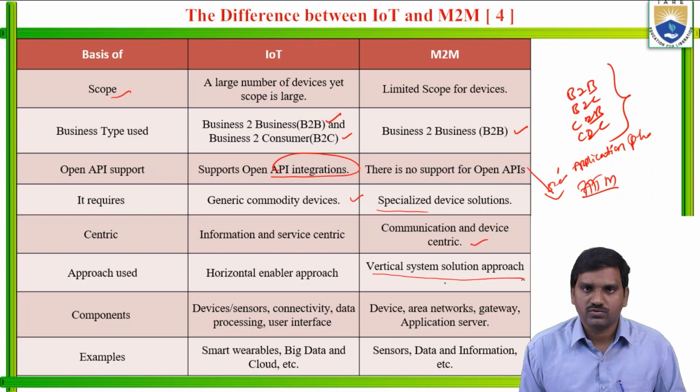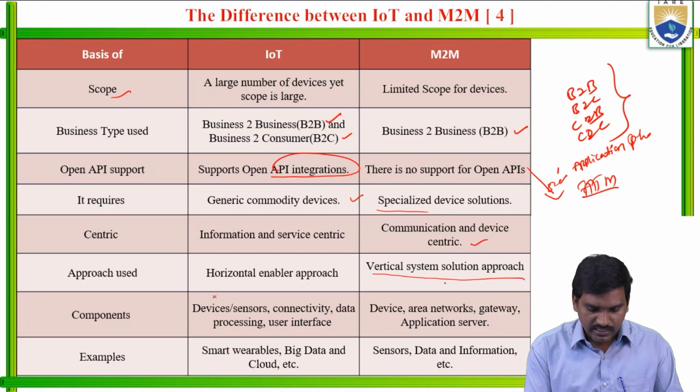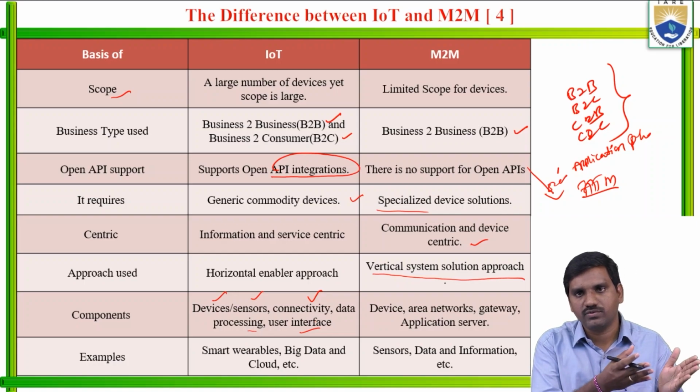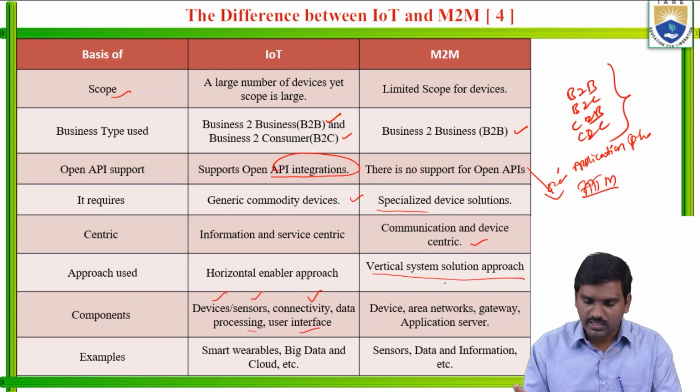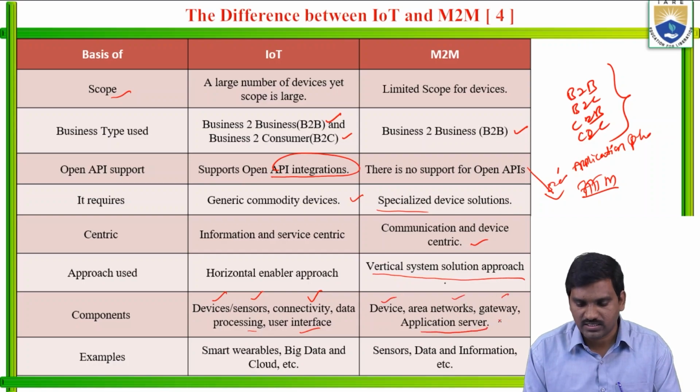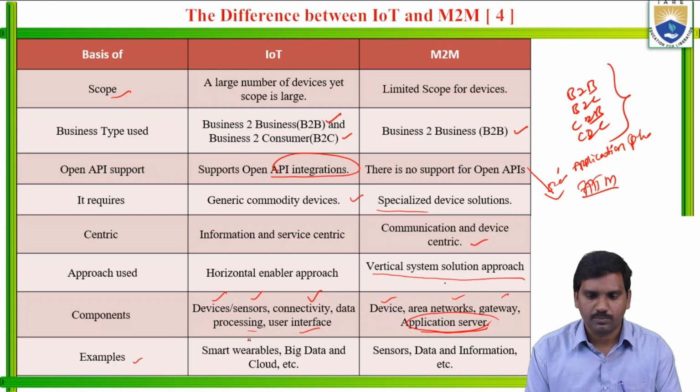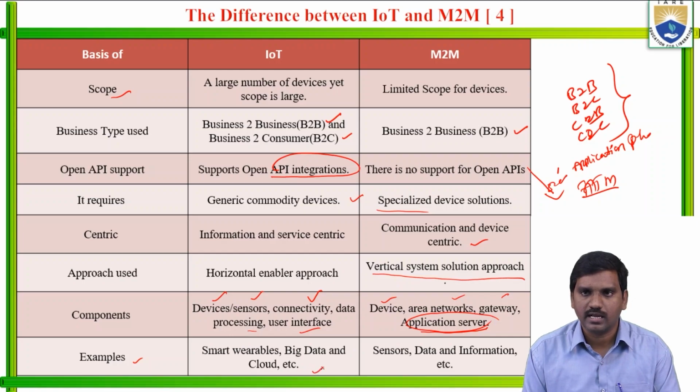Next, components. What are the components used in IoT? Devices, sensors, connectivity, data processing and user interface. These are the processes starting from sensors to interface. For machine to machine, devices, area networks, gateways and application server. Application server means these all are machines only. Next, examples: smart wearables, big data and cloud, etc. Example for M2M: sensor data and information, etc.